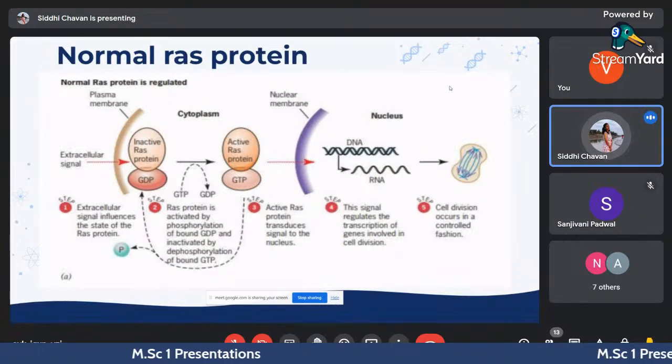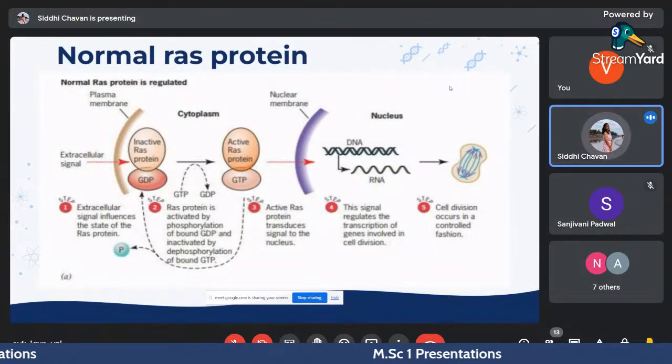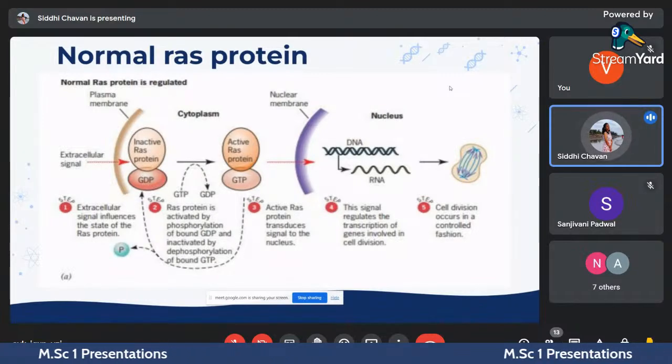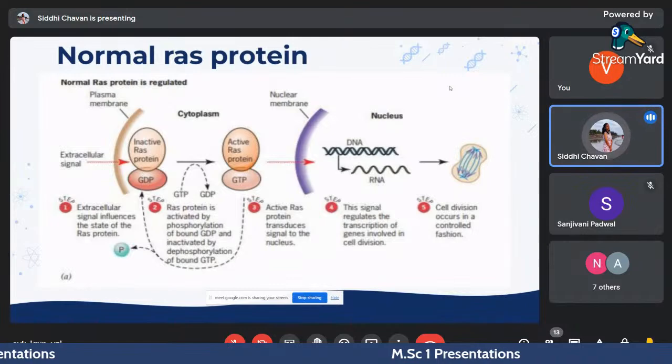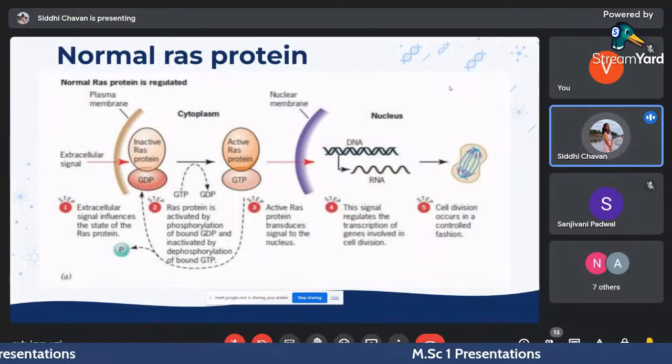Later, this signal regulates the transcription of the genes which are involved in cell division, and the cell division occurs in a controlled fashion. Once the signal is transduced, the active RAS protein becomes inactive by dephosphorylation of GTP, and again it gets activated when an extracellular signal is transduced. So this is what happens in normal RAS.